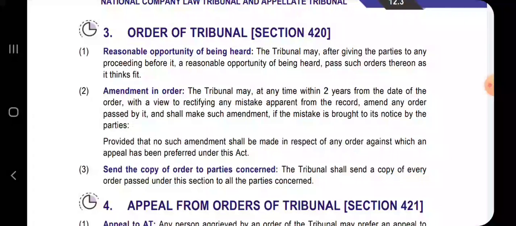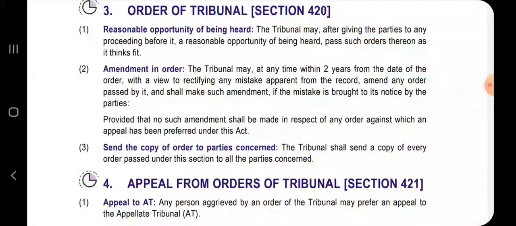And then, amendment of order. The tribunal may at any time within 2 months from the date of order, with a view to rectify any mistake apparent on the record, amend any order passed by it. It is saying that NCLT can review and amend any order that it has passed within 2 years from the date of order. Hope you are clear. Provided that no such amendment shall be made in respect of any order against which an appeal has been preferred under this act.